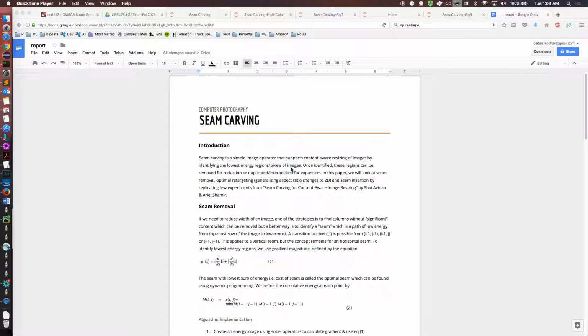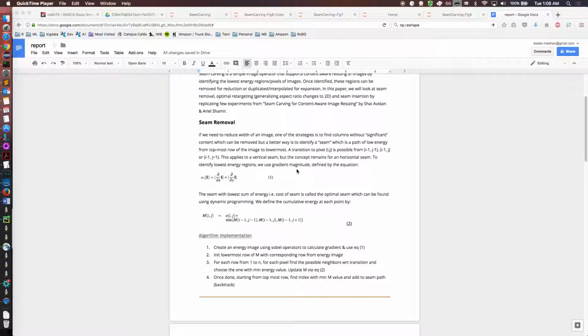Everyone. Today we're going to talk about three experiments that I've tried to replicate from the paper about seam carving. Seam removal. If one wants to reduce the size of an image from either the width or height, they would identify low energy points in the image, which are called seams, and remove them, thereby reducing the size and also losing the least amount of information.